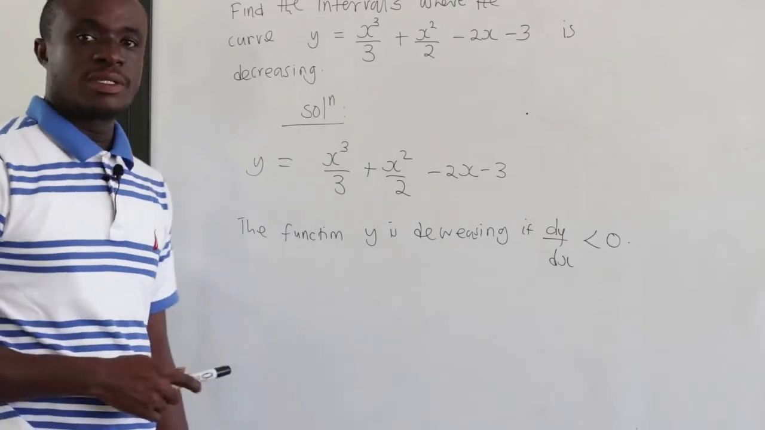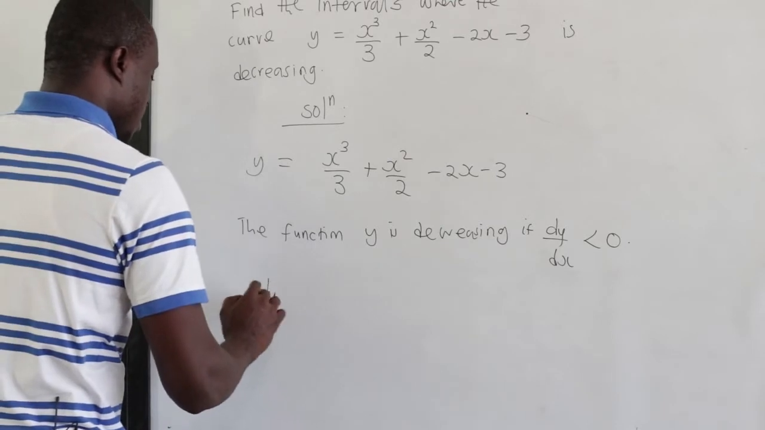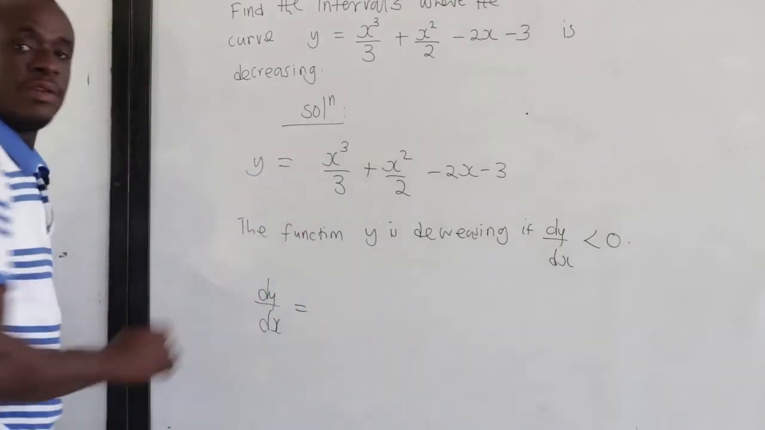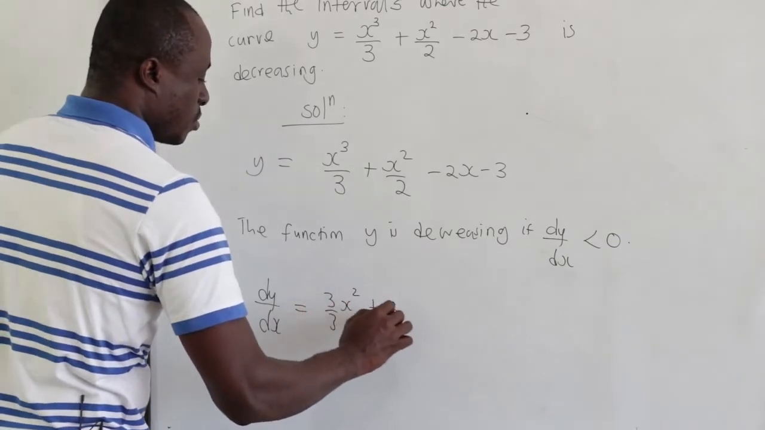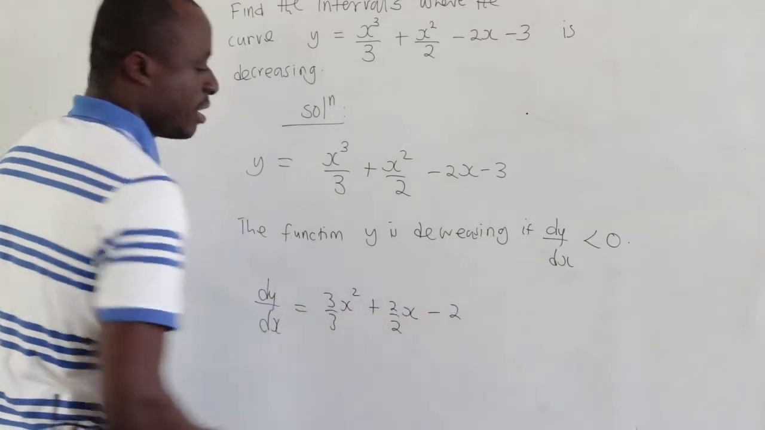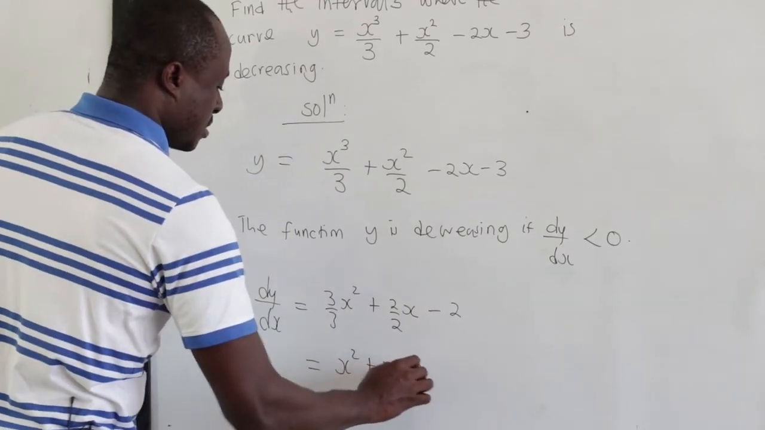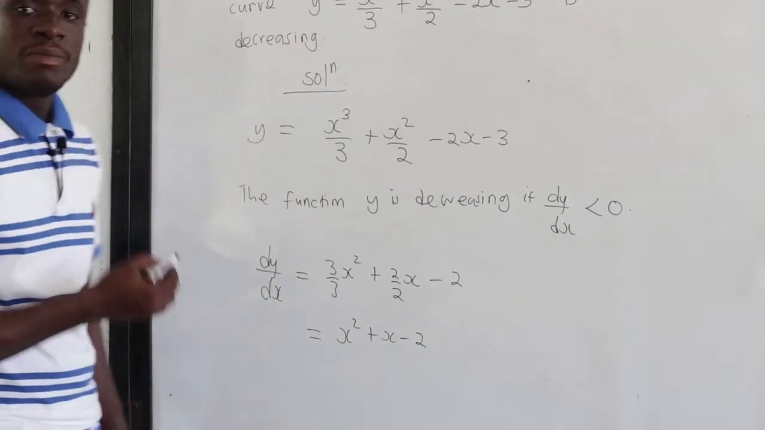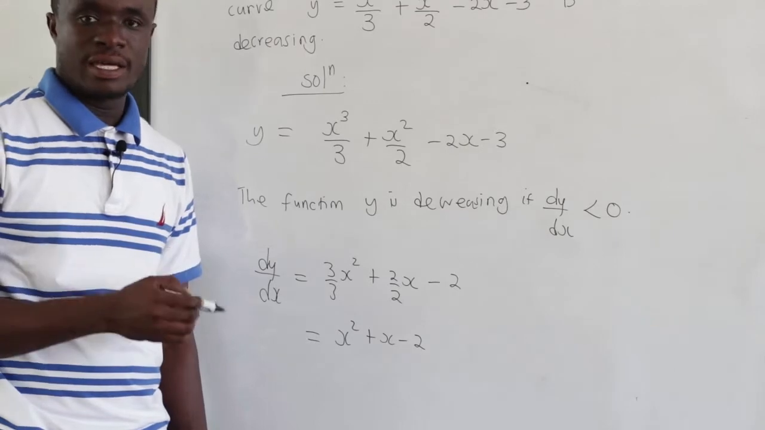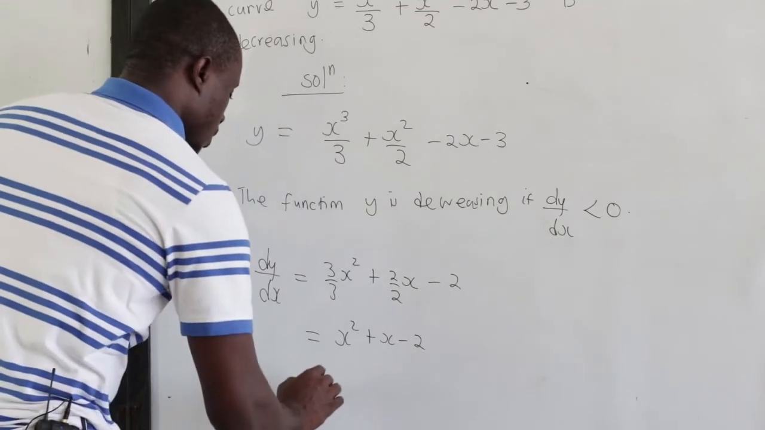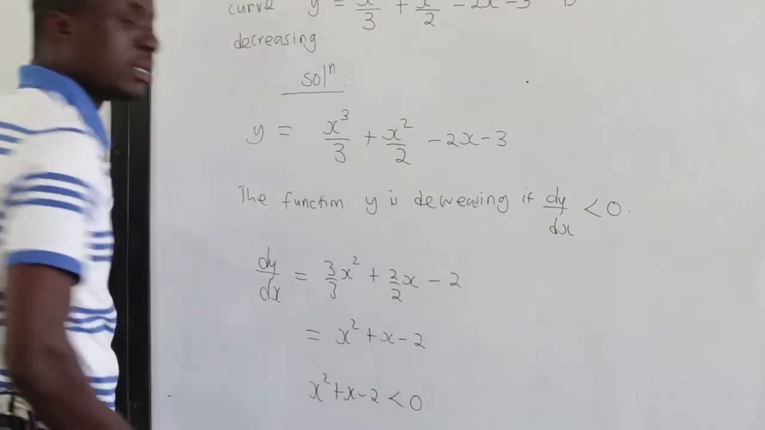So the function is decreasing if the differential is less than 0. So let's differentiate dy/dx. Now when you differentiate this, what are we getting? 3x²/3 + 2x/2 - 2. Now this is giving us x² + x - 2. And because we are being told the function is decreasing, clearly dy/dx should be less than 0. So we have x² + x - 2 < 0.